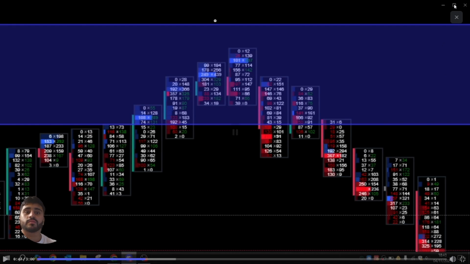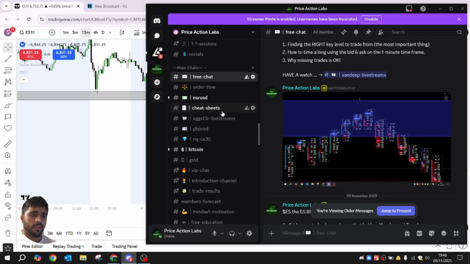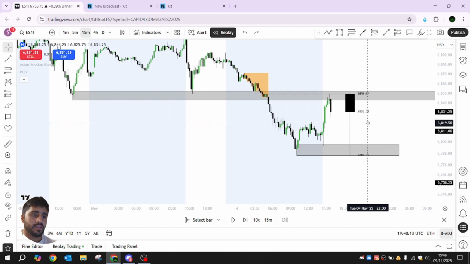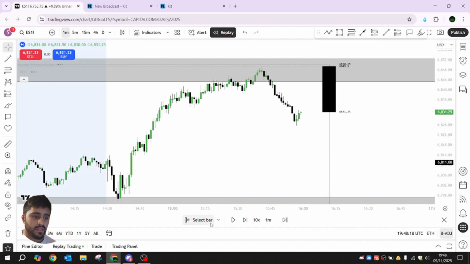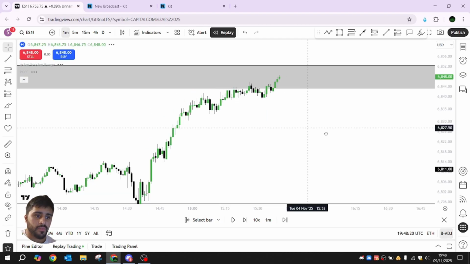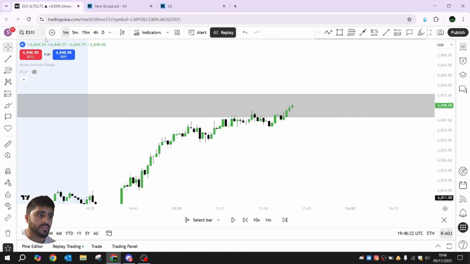So let's just move this away. What we want to see is this, right? So this was the level. So let's now go back to TradingView and see. So this was the level. Right, this was the level. So I'm going to remove that for 1 second.